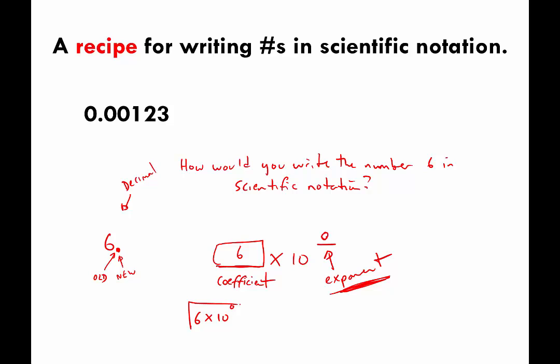Like I said, almost no one in their right mind would ever write the number 6 in this way, but it's a decent test of whether you are following the rules correctly. So if it doesn't make sense, maybe play it through again.